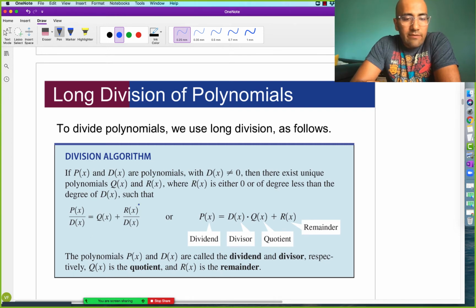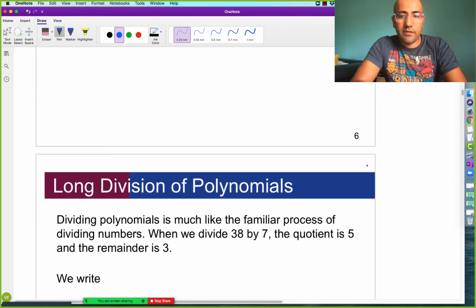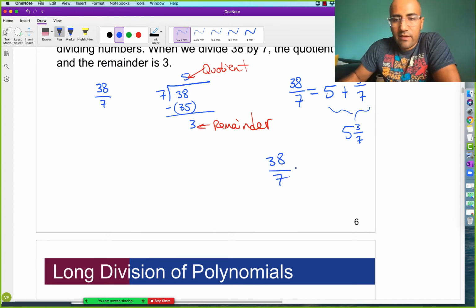Good. Once we have it in this format, then we can multiply both sides of the equal sign by the divisor, and we'll end up with this: divisor times quotient plus the remainder. So that's kind of like this, coming up to this again. We have 38 divided by 7 equals 5 plus 3/7. We're pretty happy with that.